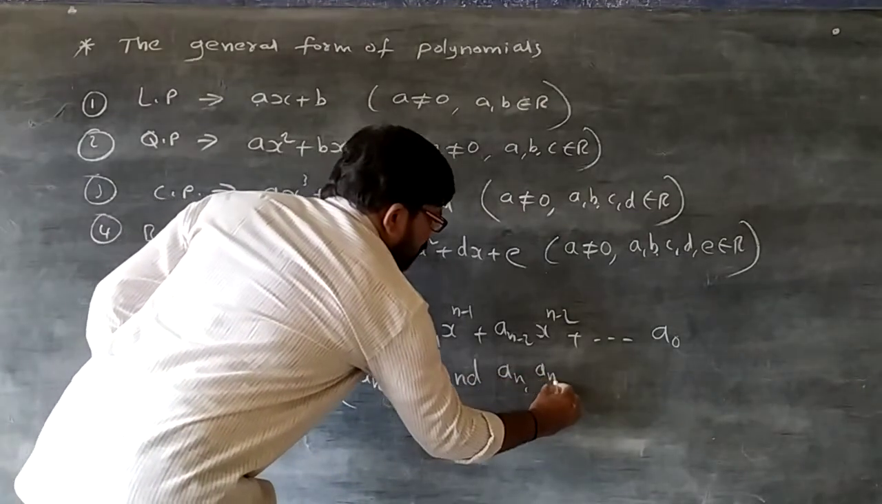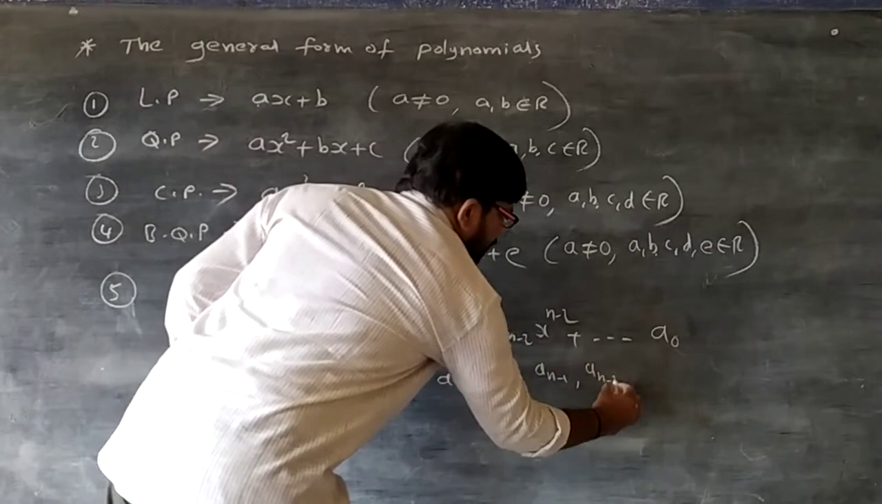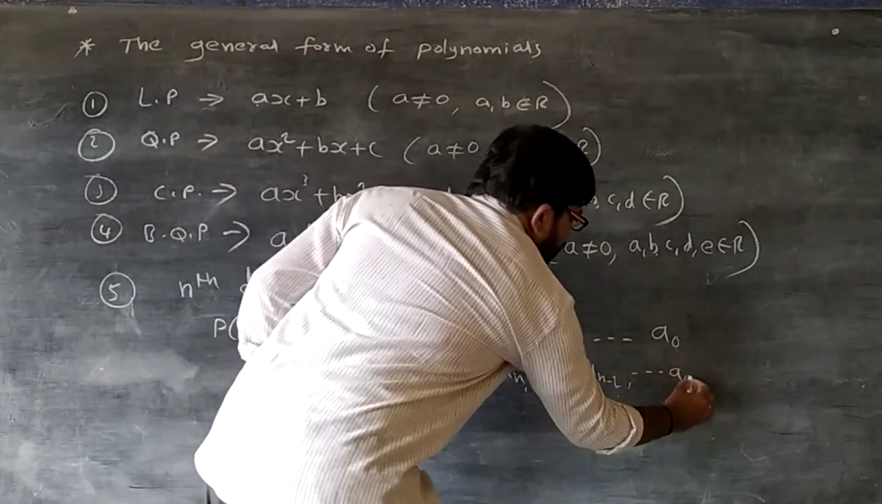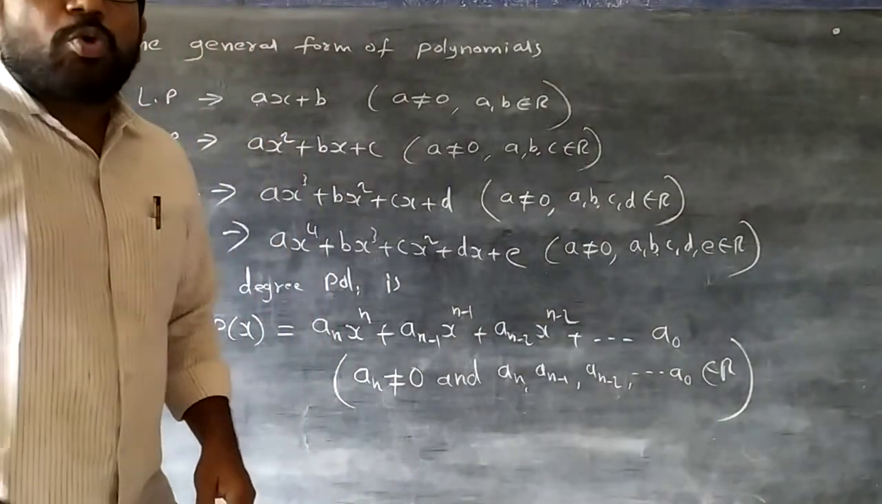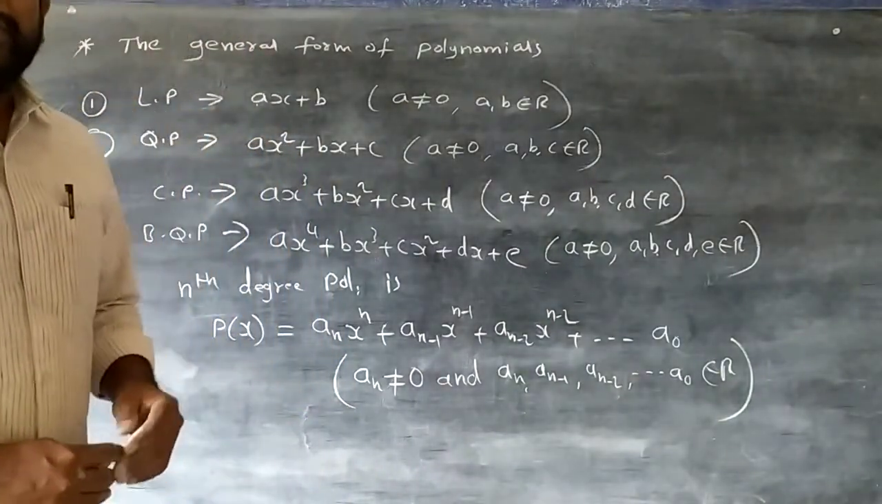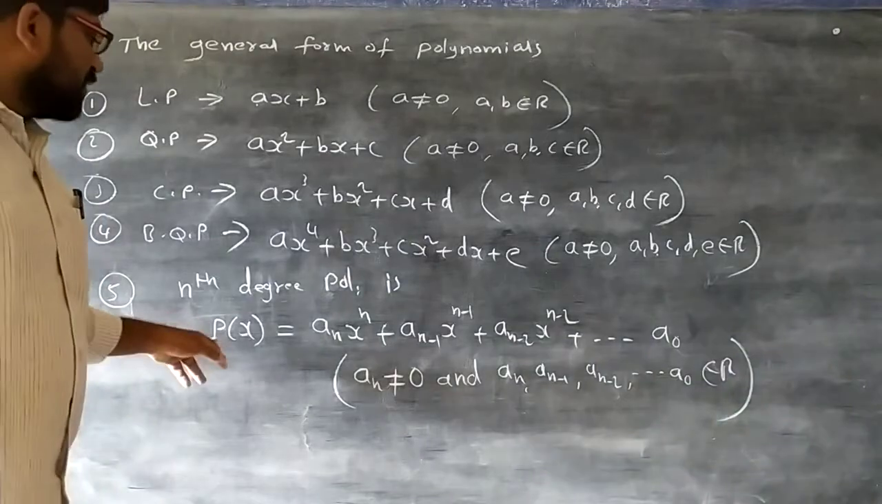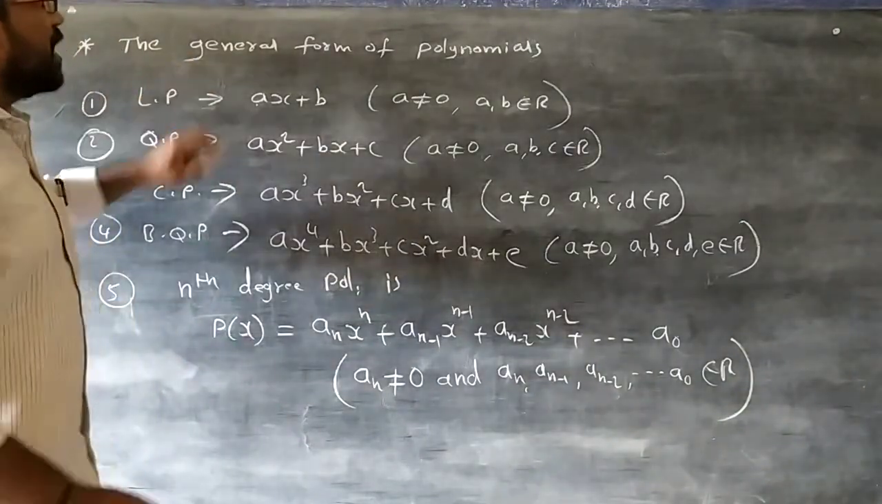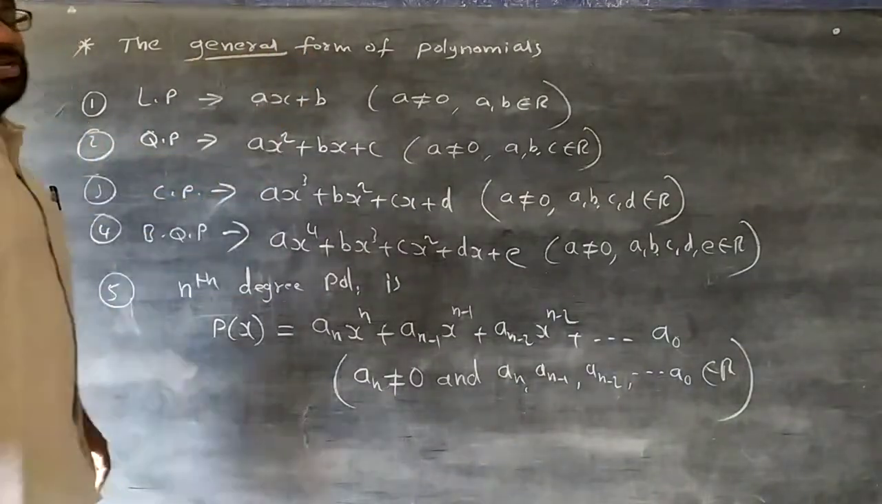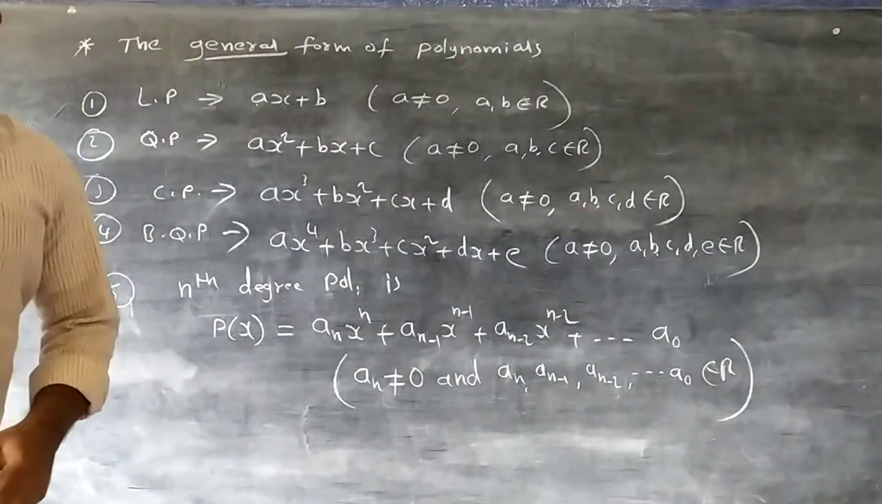aₙ, aₙ₋₁, aₙ₋₂, ..., a₀ belong to real numbers, which are the numerical coefficients of the terms. So it is called an nth degree polynomial. So these are the general forms. Keep this in your mind, very, very important.